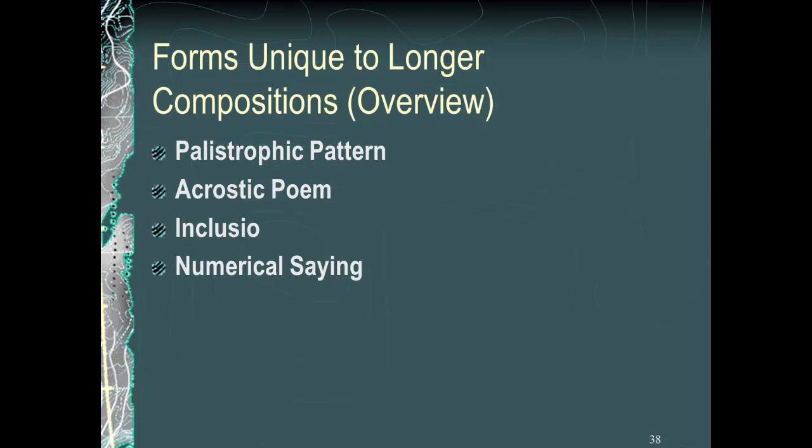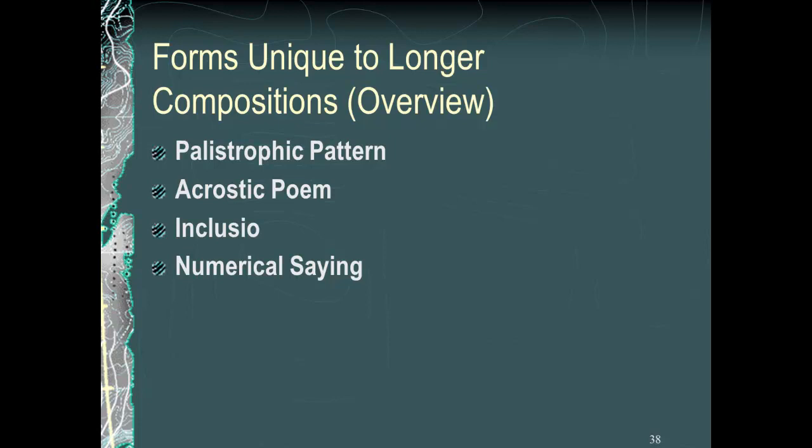Too complex to operate in a short saying, but we find the sages using this very sophisticated structure from time to time within the longer poems. You can find a couple of these actually in chapter 1 of Proverbs. We also find the sages employing an acrostic poem where the first letter of a verse will spell out something else. Typically it will spell out the alphabet. An inclusio may also be used in a longer wisdom composition. Inclusio refers to the beginning and the ending having some degree of similarity.